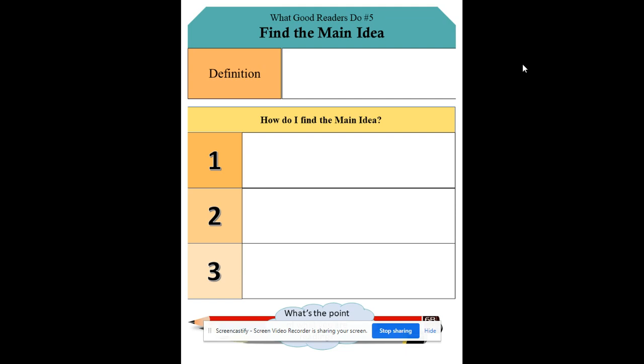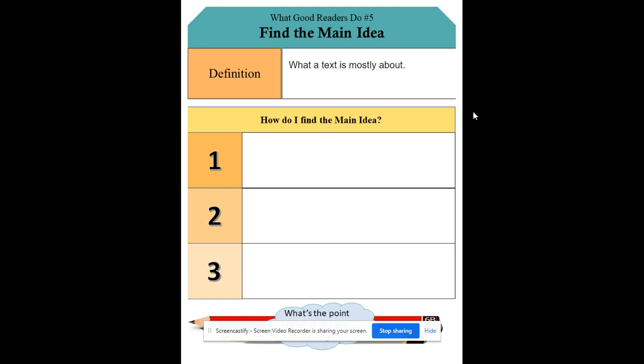So if we're looking for the main idea of this, what we're really looking for is, what is the text mostly about? What is our big idea? What is the big concept that we're dealing with in this story? This is not a theme. It's different from a theme. A theme is the message of the story. We'll look at that in a little bit. But with this, we're looking for, what is the big idea? What is the story mostly about?